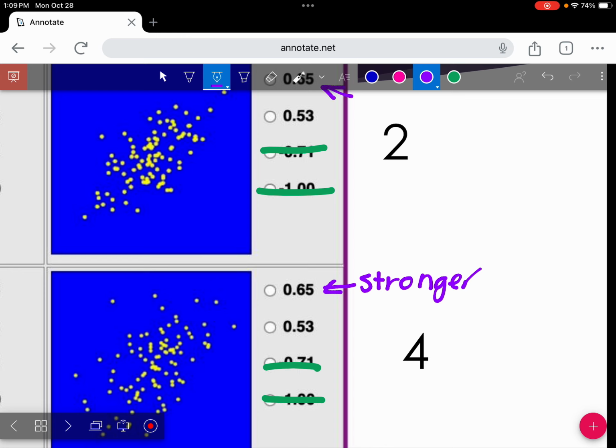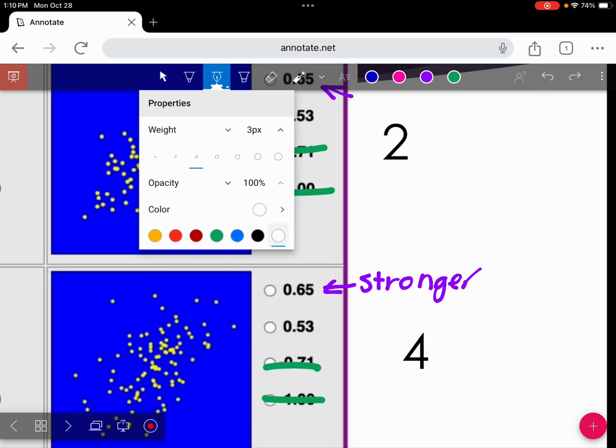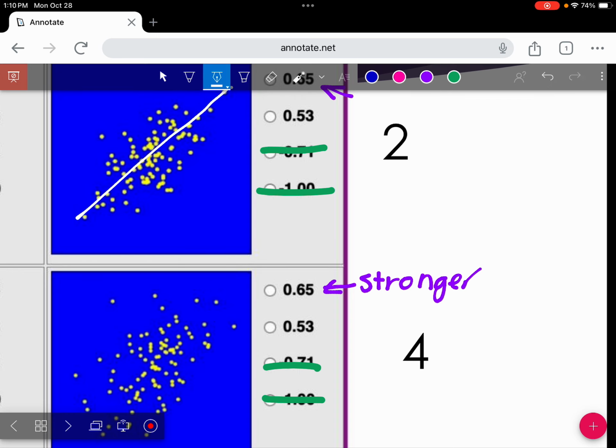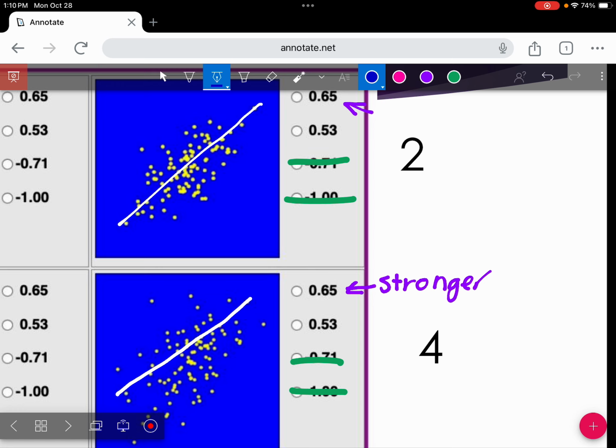What makes you say that? 4 is a little less tightly clustered, right? So if I put my line of best fit, which I'm going to make white, and draw a line through here, those dots are fairly close together, whereas these ones are a lot less close to that line. So 4 is going to be the 0.53 because it's a little bit weaker. And 2 is going to be the 0.65. So we're using the values that are available here to kind of mix and match.